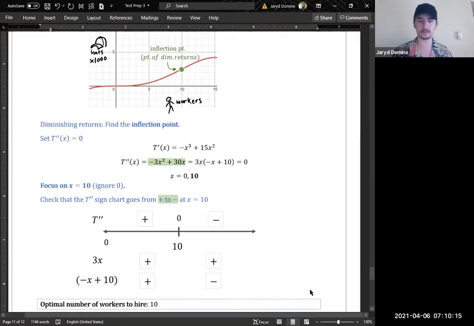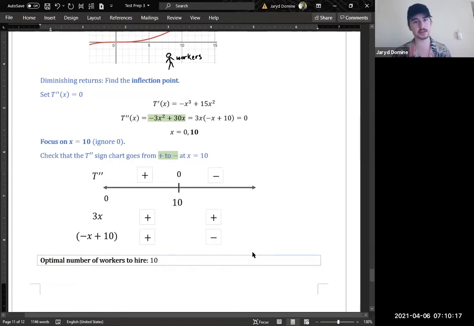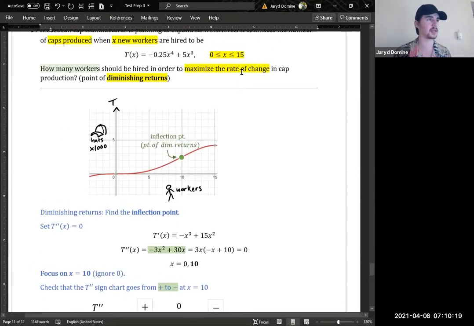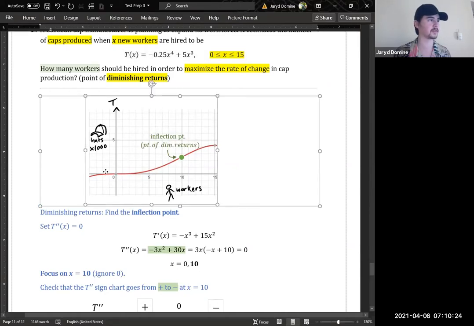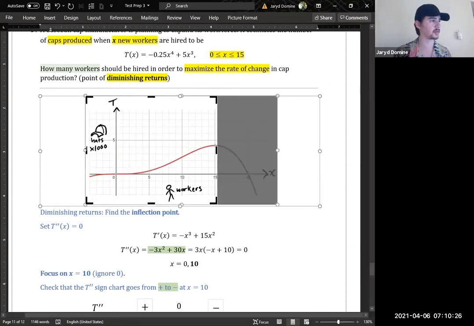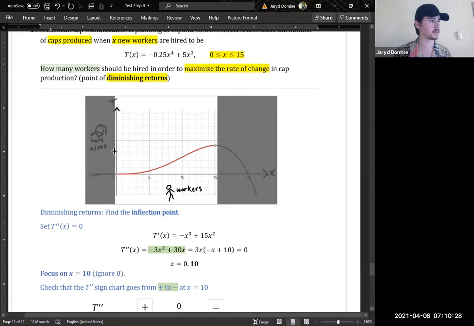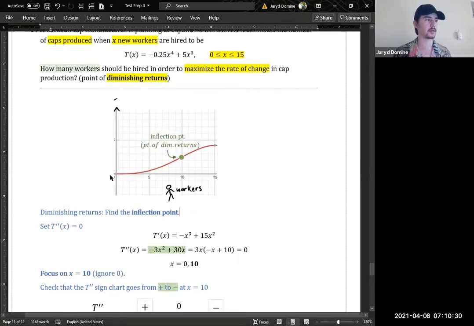All right, so why do we ignore the 0? Okay, so there's actually another reason why we ignore the 0, which is that our range only goes from 0 to 15. So let me cut this off so you can see it. Right, we're going from 0 to 15. There's not a change of concavity here because we don't have anything on the left. We don't have anything to change. So we're not going from up to down, right?